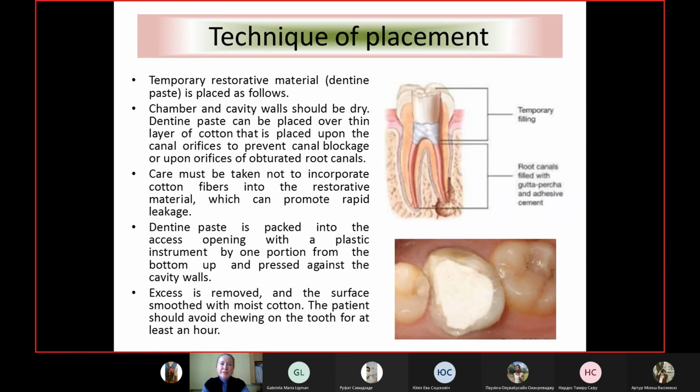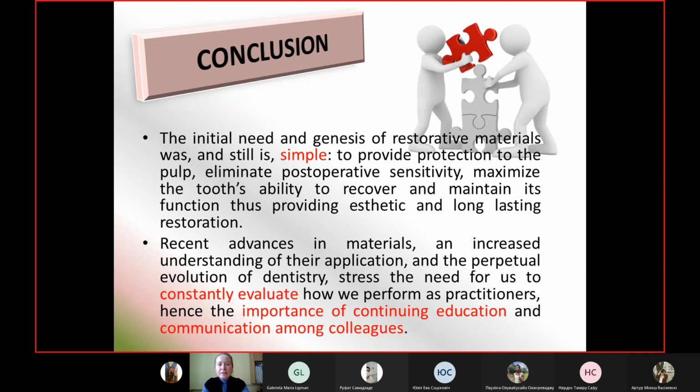And be aware that this is a temporary dressing, so it's not strong enough and can be cracked, and failure of this material is possible, of course. It's not strong.